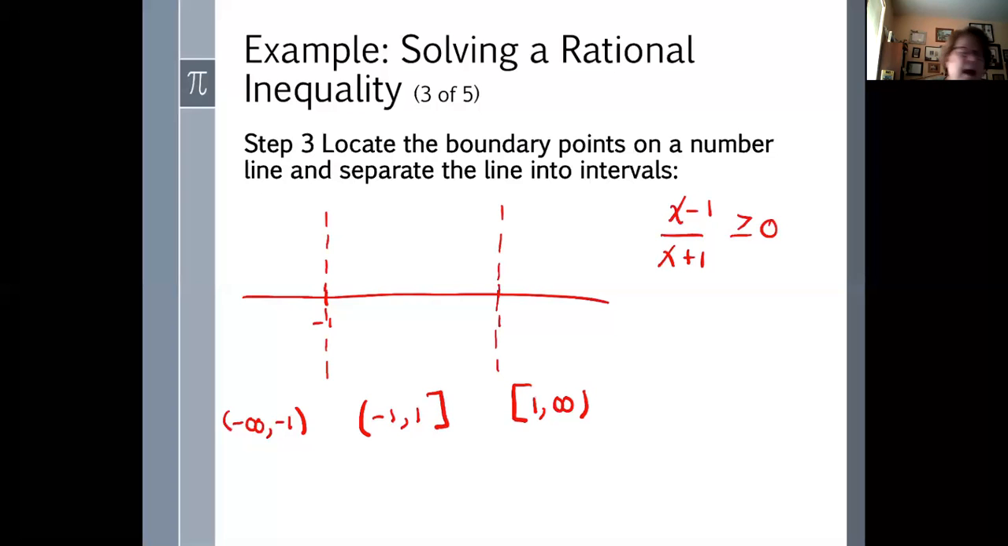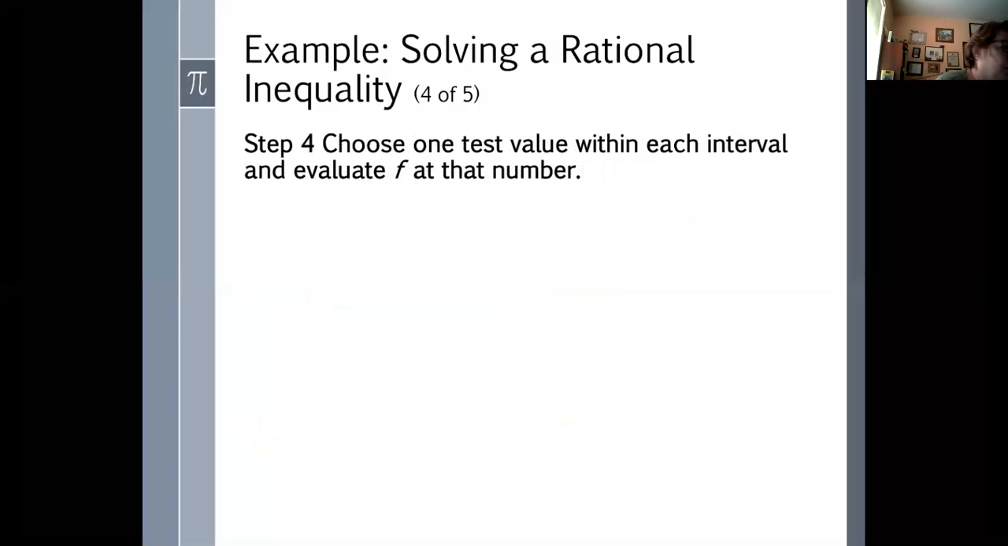All right, so now I have my 3 intervals. I'm going to repeat the process that I used to solve a polynomial inequality. I'm going to set up my intervals, choose a test value in each interval, evaluate this function, and then draw a conclusion. My intervals were from -infinity to -1, from -1 to 1, and from 1 to infinity.